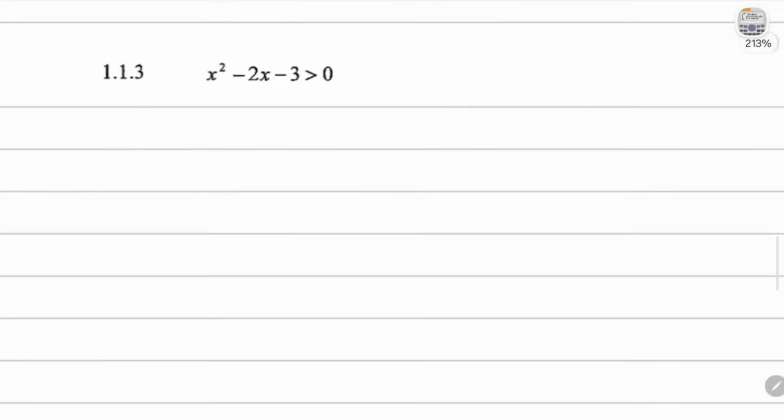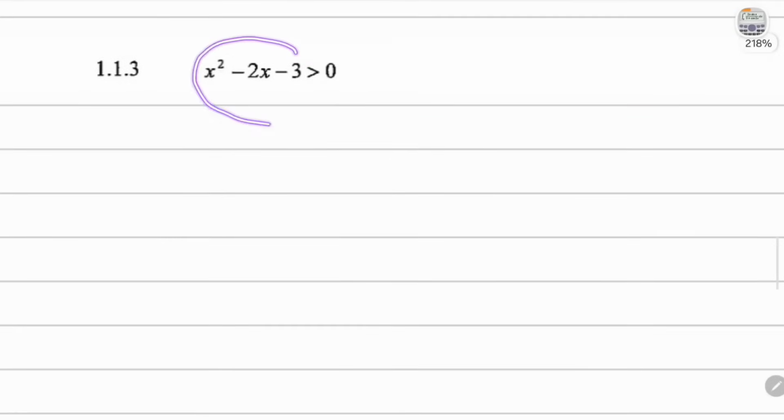Question 1.1.3, we are asked to solve for x given this quadratic inequality. Because we have a quadratic expression on this hand side, we have to factorize it. So we open up 2 brackets, and it is still greater than 0. Then we ask ourselves, what multiplied by what gives you x squared? That would be x multiplied by x.